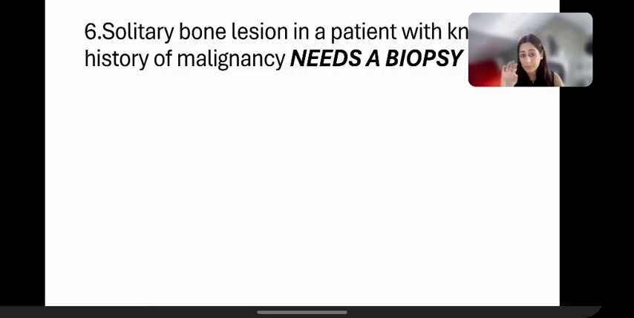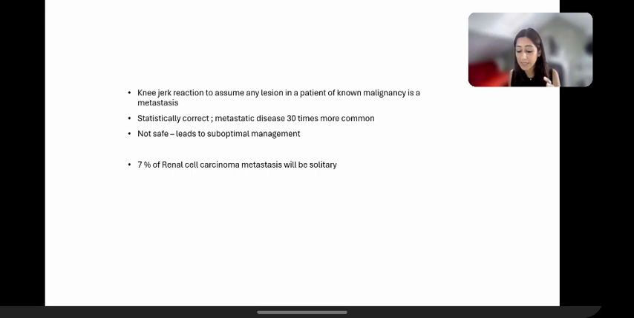Now, if you see a bone lesion and the patient is a known case of malignancy, you still have to biopsy that. This is really important because this will catch you out. It's a knee-jerk reaction, right? Patient has a known cancer and patient has a bone lesion. What else could it be? What are the chances of it being something else? They're really rare. Statistically, you're right.